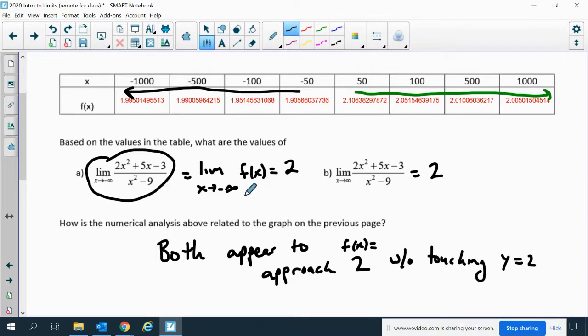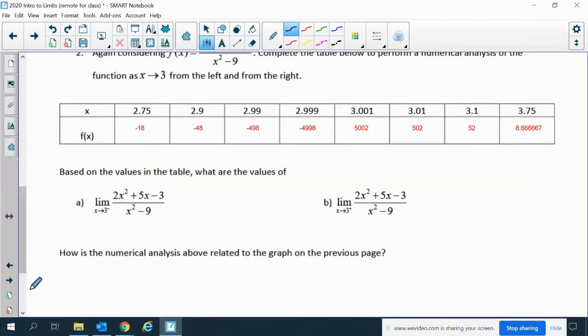Could the limit be equal to something that we actually have? Yes. But sometimes the limit is equal to something, but the function isn't. And in this case, the limit is equal to 2, but the function never equals 2, as we approach positive or negative infinity. It always stays close to the asymptote and never touches it.